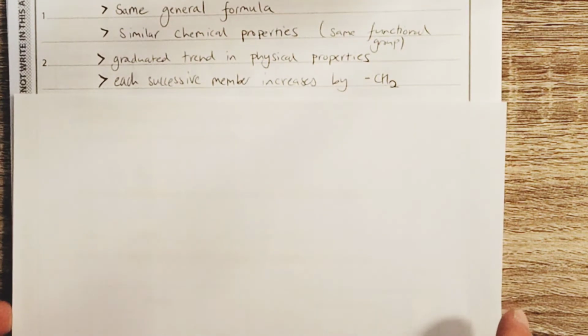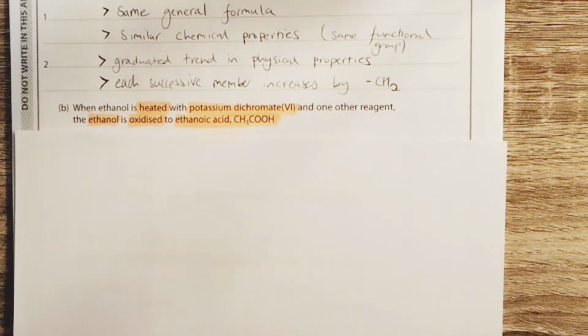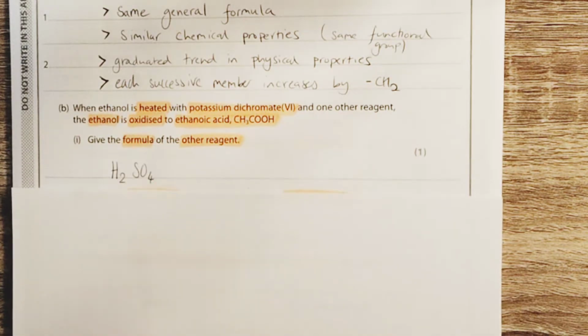The next part of the question says, when ethanol is heated with potassium dichromate and one other reagent, the ethanol is oxidized to ethanoic acid. And then it says, give the formula of that other reagent. Well, that needs to be acidified potassium dichromate, so that reagent would be H2SO4, sulfuric acid.